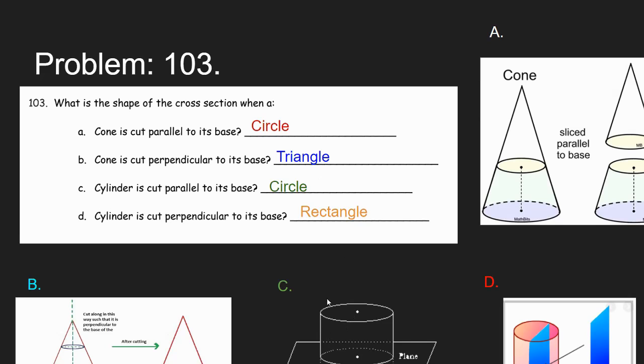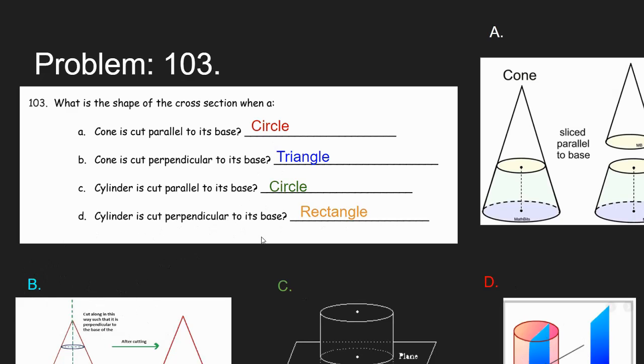And then for number C, or we can call it 103C, it's the same principle as earlier. Cut parallel. Remember the parallelogram example, just cut horizontal. What do we get? We get a circle. That's a circle. Then we go to D. A cylinder is cut perpendicular to its base. Remember how our rotating example helped us with B just a few seconds ago?